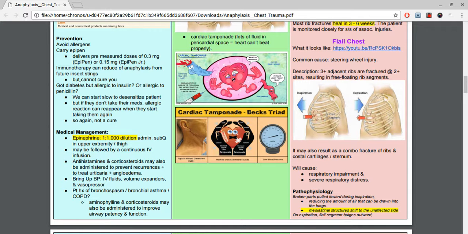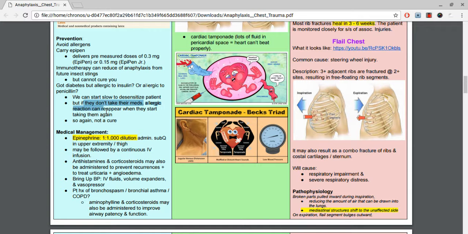bee stings. If you got diabetes and you're allergic to insulin, or you're allergic to penicillin, which is one of the most widely used antibiotics to treat infections, then we can start to slowly desensitize the patient to the medication so that they could use it, because a diabetic needs their insulin. They can't just go without their insulin.